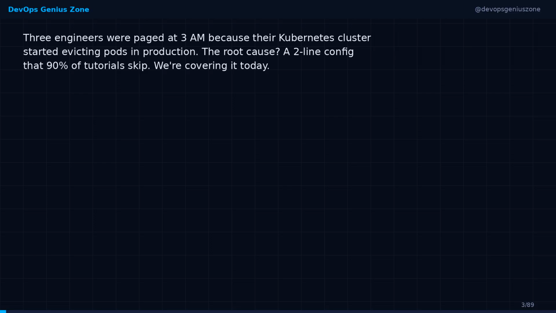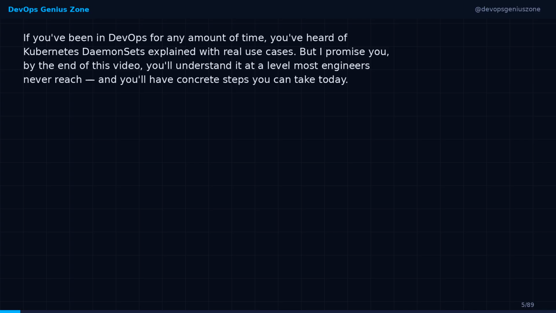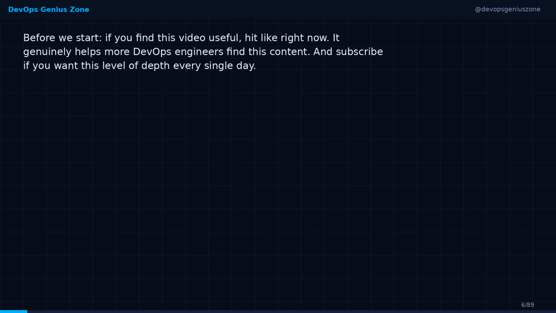I'm dropping straight into the content because your time is too valuable for a lengthy intro. Today we are doing a complete, no-fluff deep dive into Kubernetes DaemonSets explained with real use cases. If you've been in DevOps for any amount of time, you've heard of Kubernetes DaemonSets. But I promise you, by the end of this video, you'll understand it at a level most engineers never reach and you'll have concrete steps you can take today.